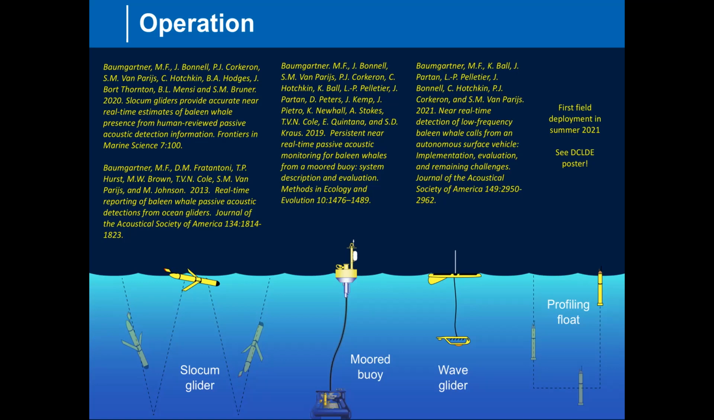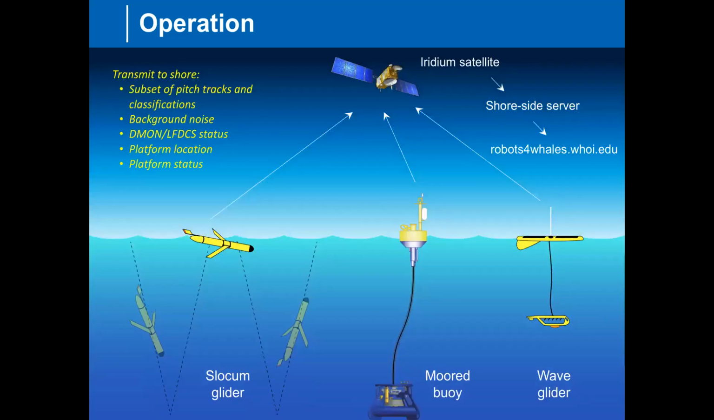So all of these platforms sort of work in the same way. The DMON2 does its thing and it passes off detection information to the platform, and then the platform sends that information home. So the Slocum Glider, Moored Buoy, and Wave Glider all work in the same way. Every 2 hours, they make a phone call home and they send all that pitch track and classification information home. Remember that mean spectra that I talked about very early in the day? It samples that every 30 minutes and sends it home.